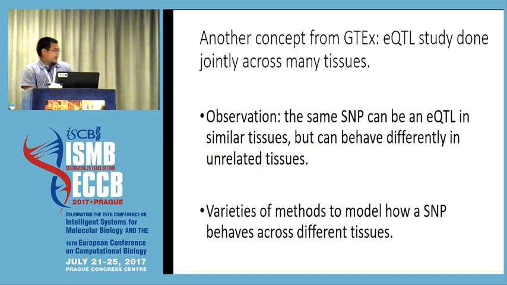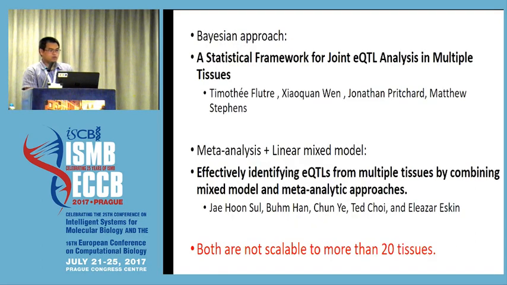In any case, there has been a variety of methods used to model how a SNP behaves across different tissues. There are two notable methods so far. The first one uses a Bayesian approach, and the second one uses meta-analysis and a linear mixed model. Both of these current methods are not very scalable because they can only be applied to data that have less than 20 tissues.